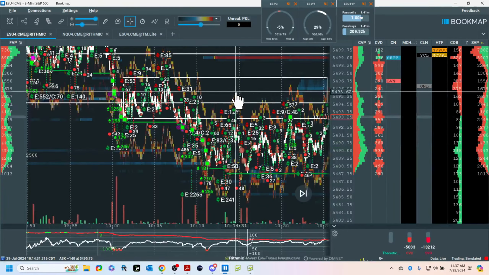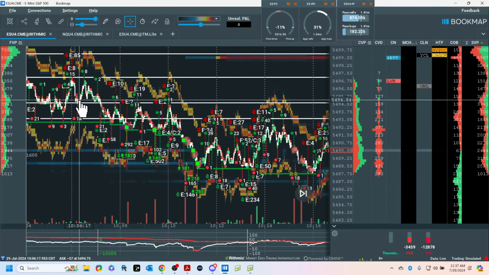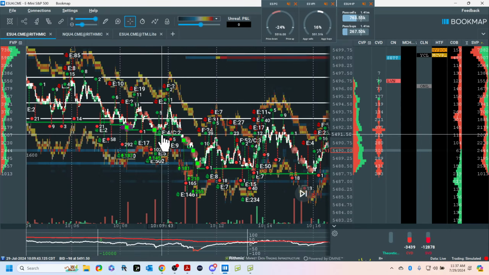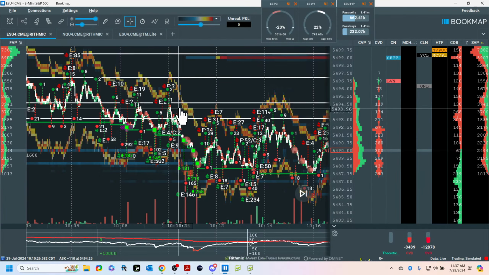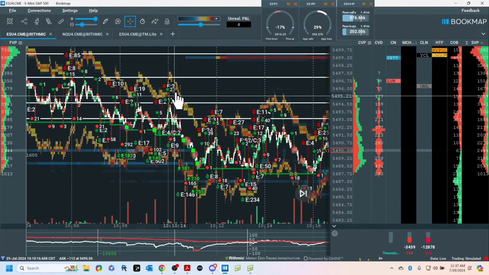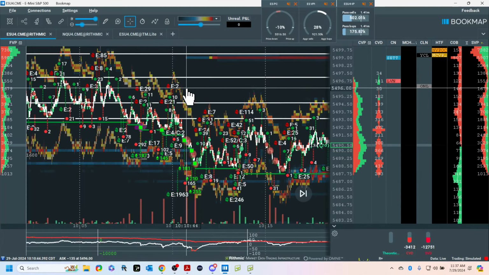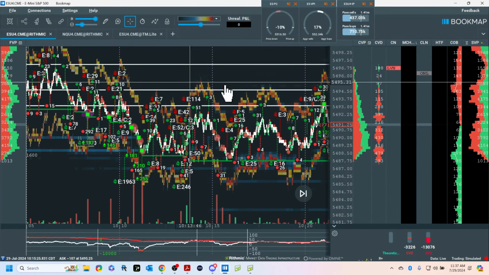More or less like this. So when I break out, I pull back to the volume. This sets up a short. Your stop would be here. These are not trade recommendations. I'm just trying to show you.